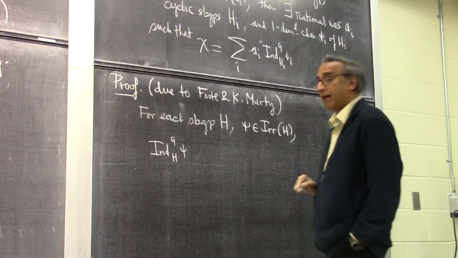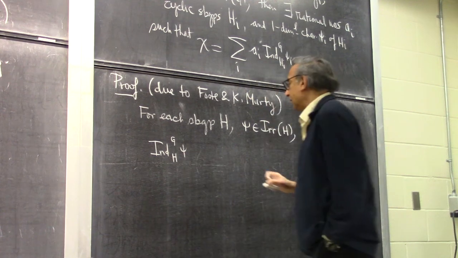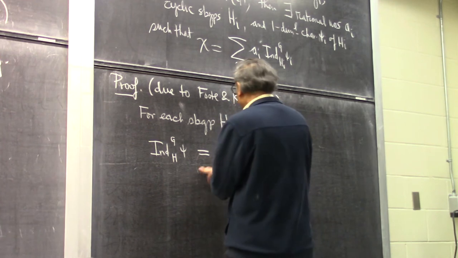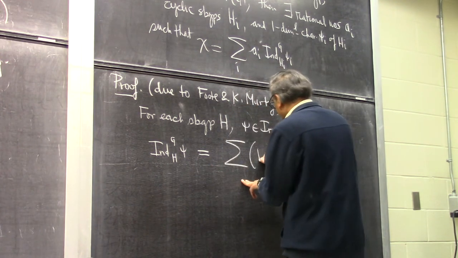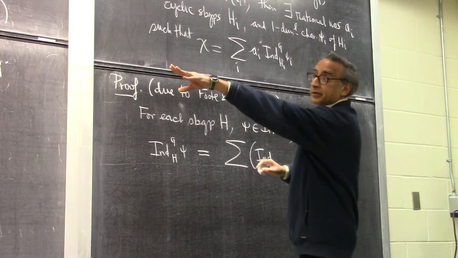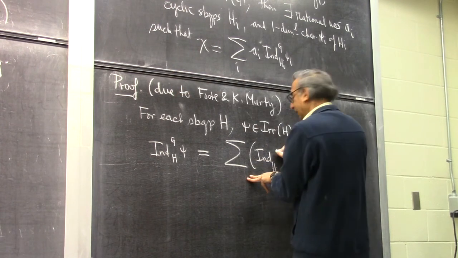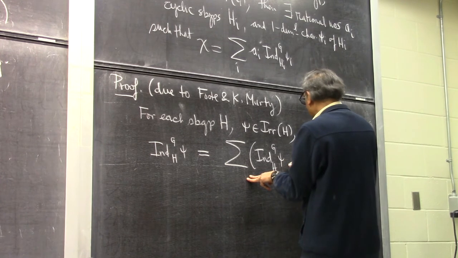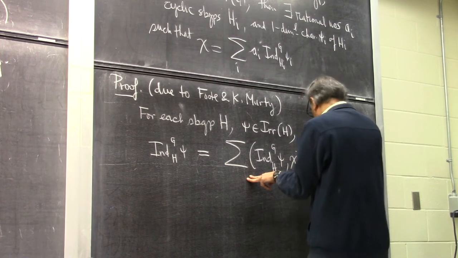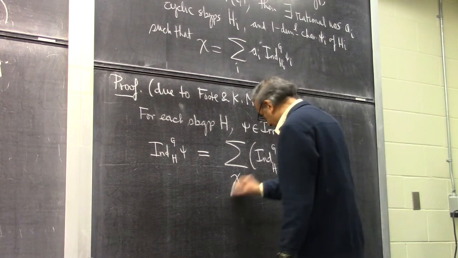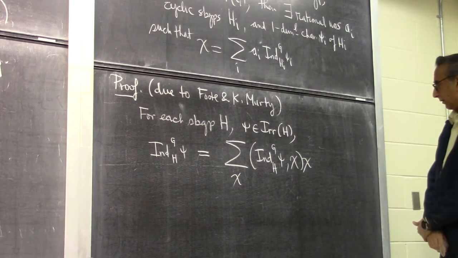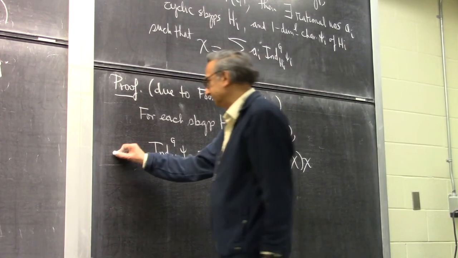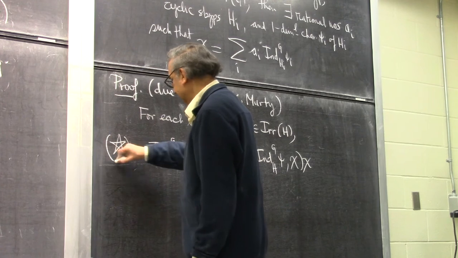That's a nice character of the group. And so I can write it as a linear combination of irreducible characters. Okay, how do you calculate the coefficient? Well, because of the orthogonality relations, it's the inner product of the induction from H to G of psi with chi, where the summation is over the irreducible characters. So we can write this in this fashion. We call this star.